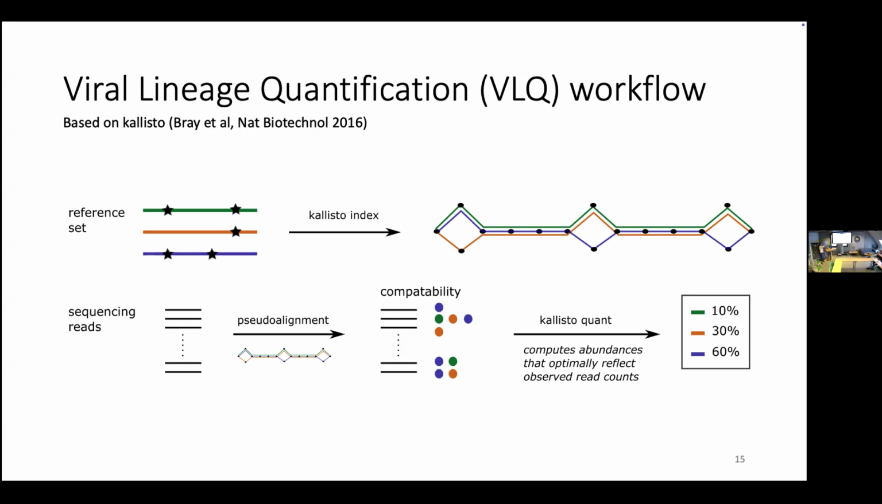And then when we have our sequencing reads, we align them in an efficient way. It's called pseudo alignment to this graph. So we know which paths in the graph they follow, and based on that, for every read, you can decide to which of the paths it is compatible. And based on that, then with an expectation maximization step, we quantify how abundant each of the genomes that we're looking for is.